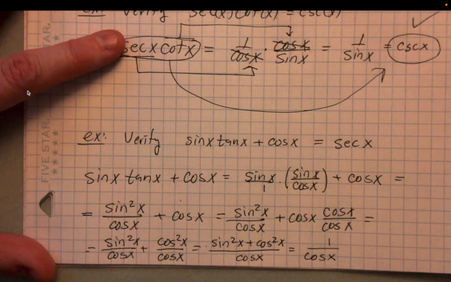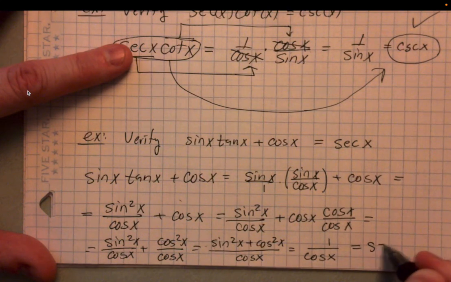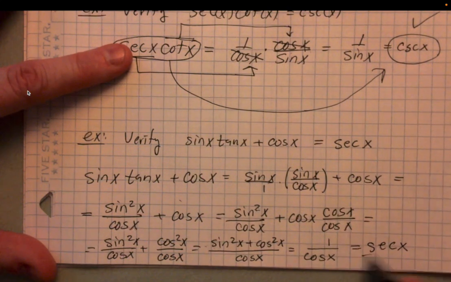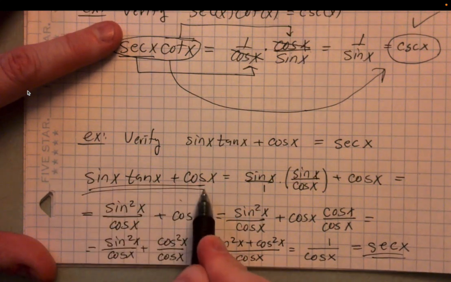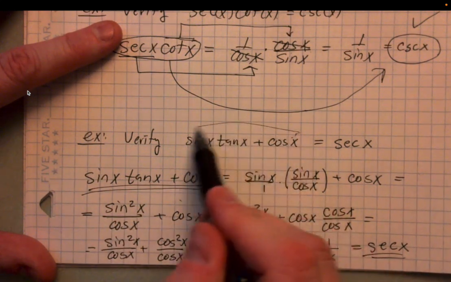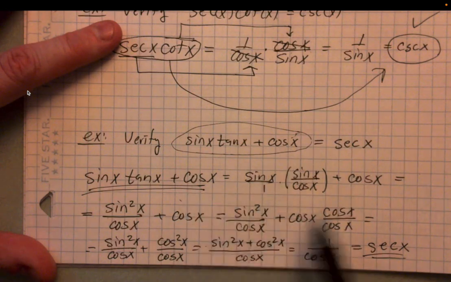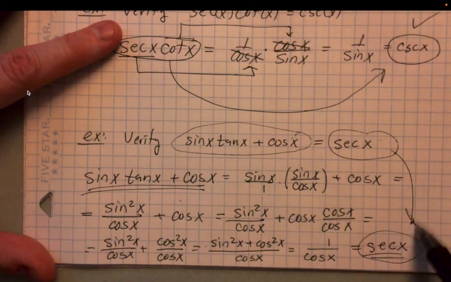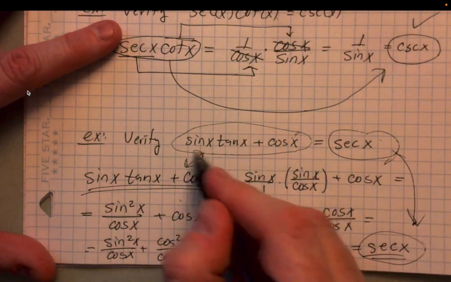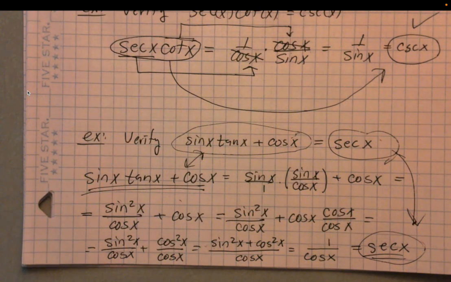And just like before, the reciprocal identity tells us that this is equal to the secant of x. So we've shown that this side here is equal, through this chain of algebra and trigonometry, to this over here. And so we have verified this identity.